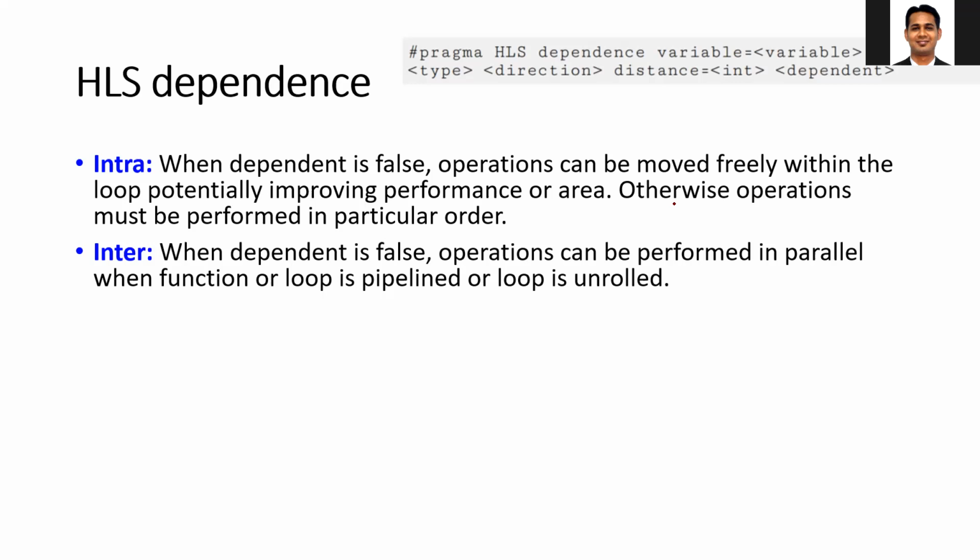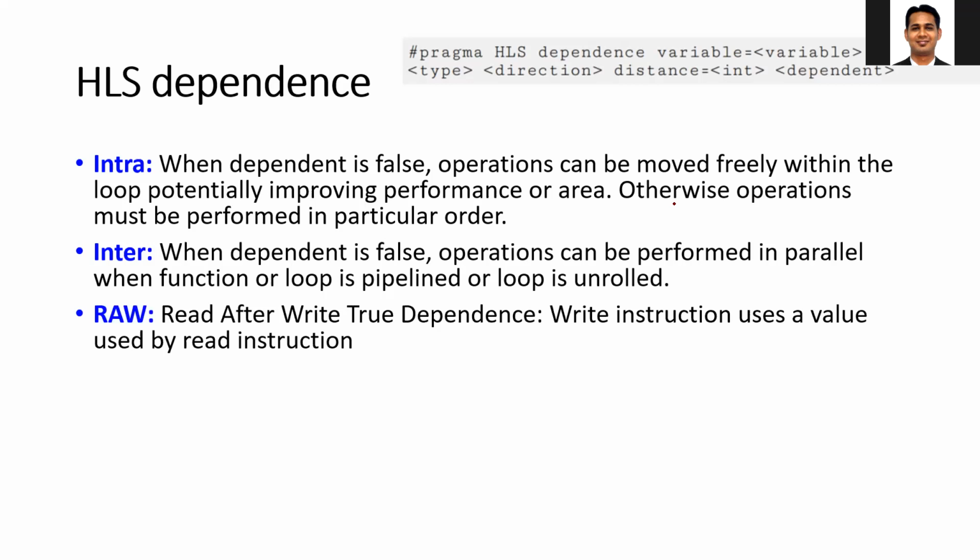There are three direction pragmas. One is the RAW, that is the read after write true dependence. That means there is a dependence where the read instruction uses a value written by the write instruction. That means read after write. So that means you cannot do the read operation before the write operation, right? So here we are talking about the read after write. That means you are reading the value which is written by the write instruction.